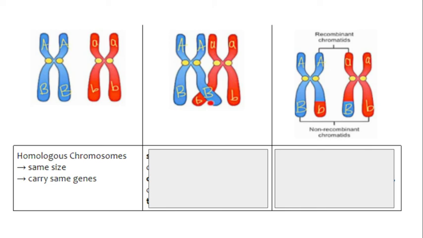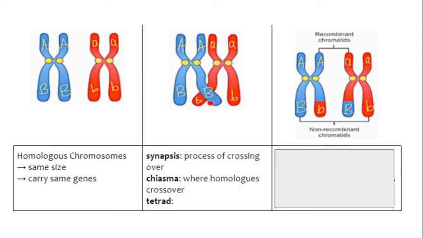So you start with the homologous chromosomes. They're the same size. They carry the same genes. And then during prophase 1, you can see that the legs of the chromosomes will actually kind of wrap around each other, and they kind of break off and reattach to the other homologous chromosome. And so synapsis is the process of crossing over, and the chiasma is where the homologs cross over. And in this situation here, while crossing over has happened, we call this a tetrad. It's all 4 sister chromatids together.